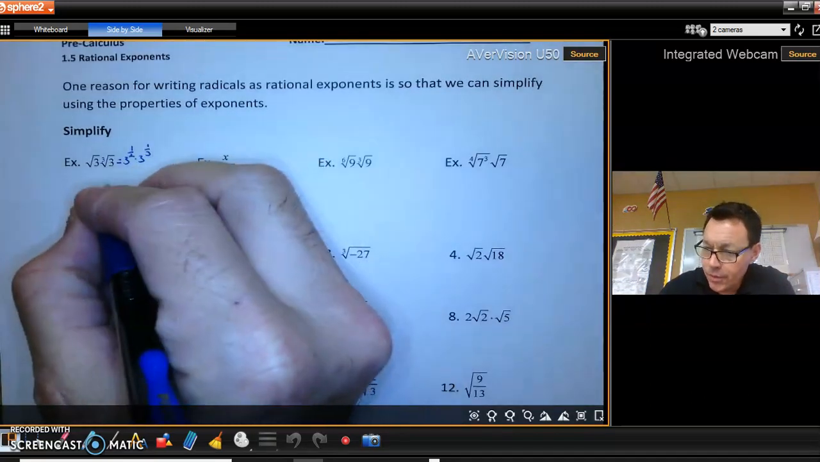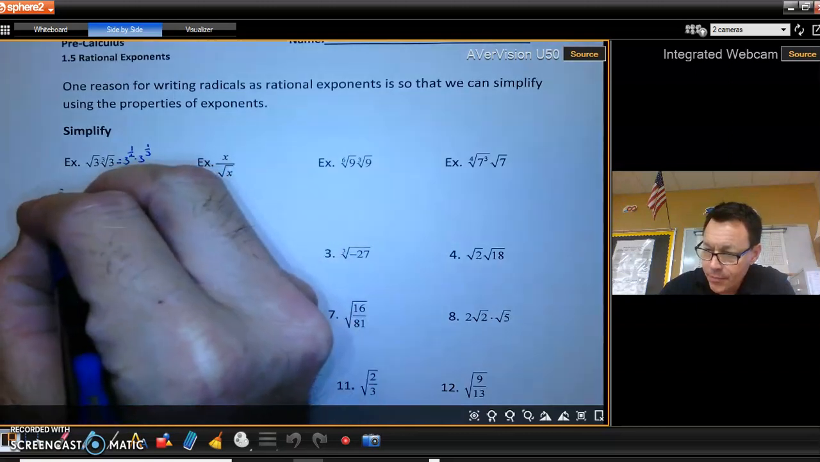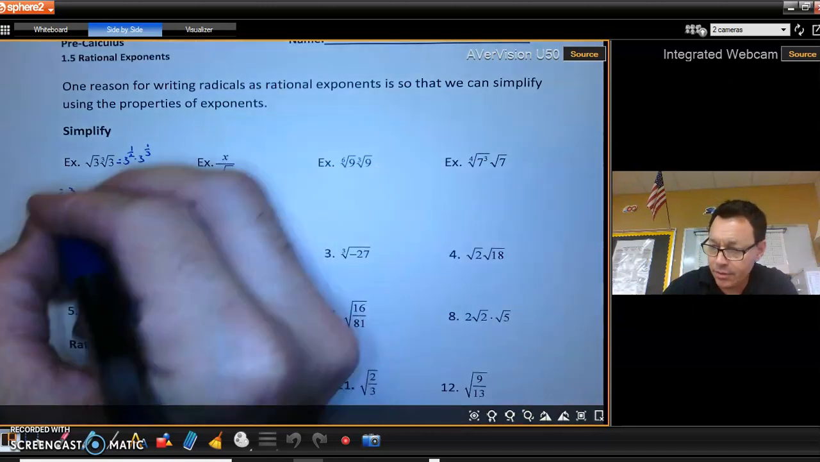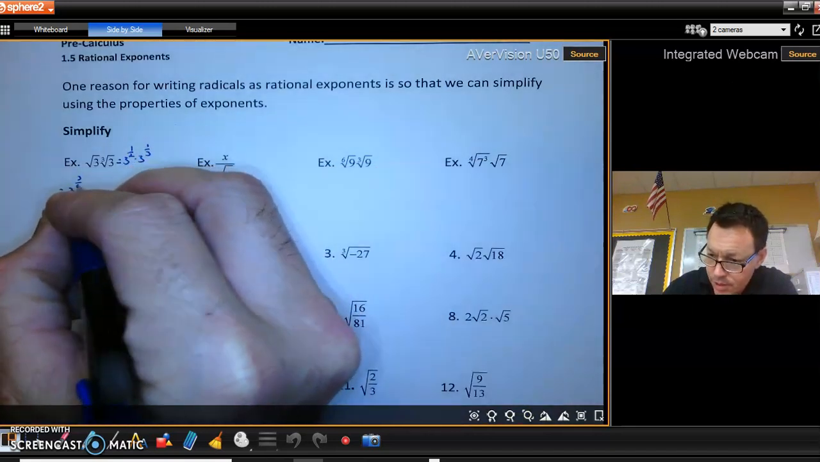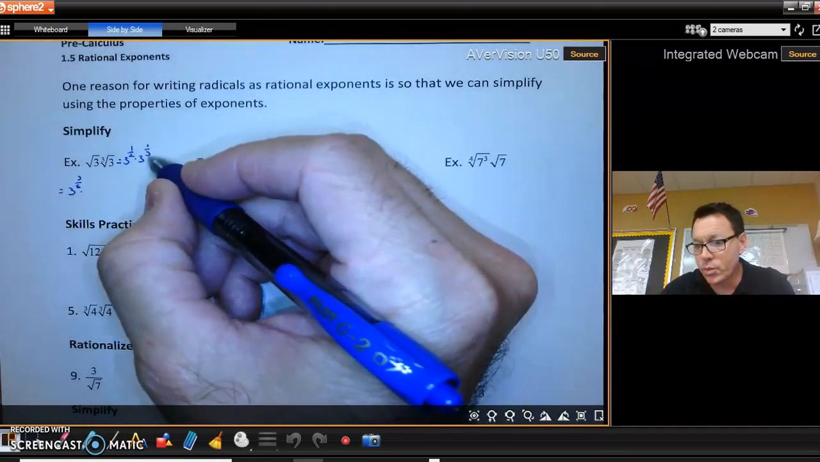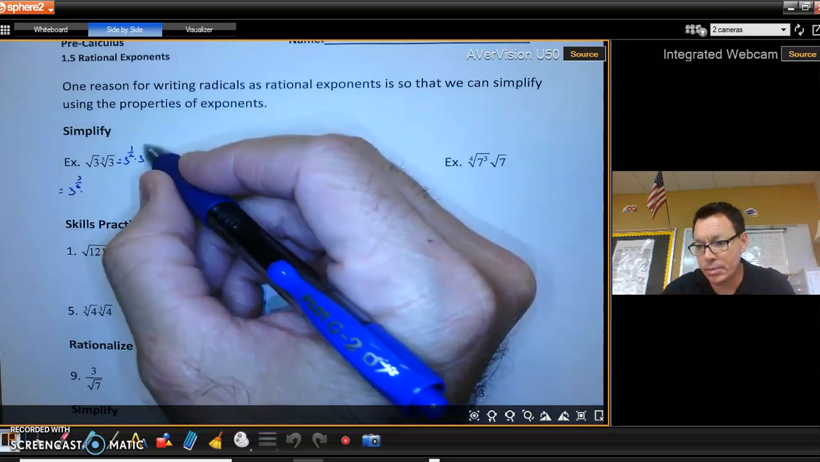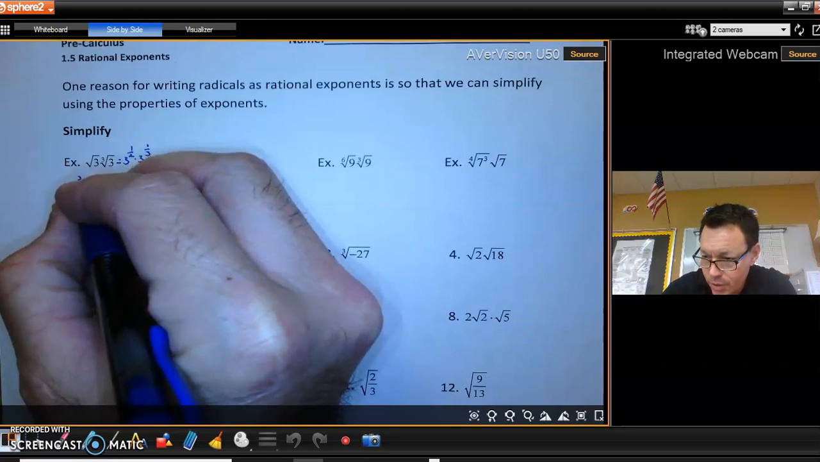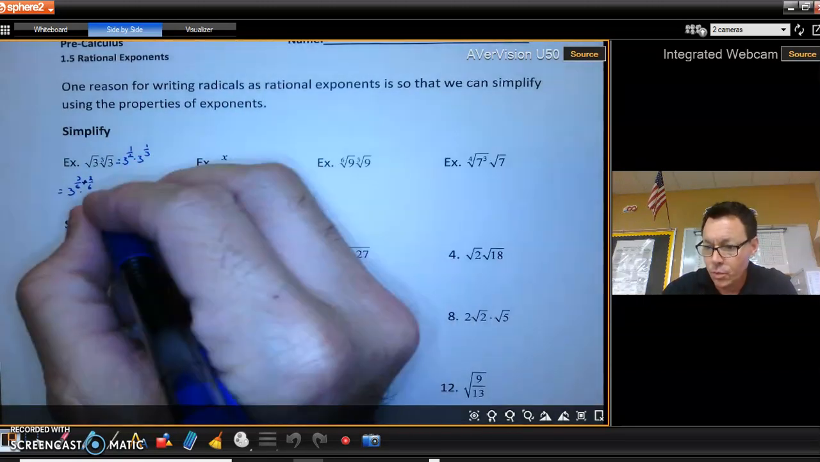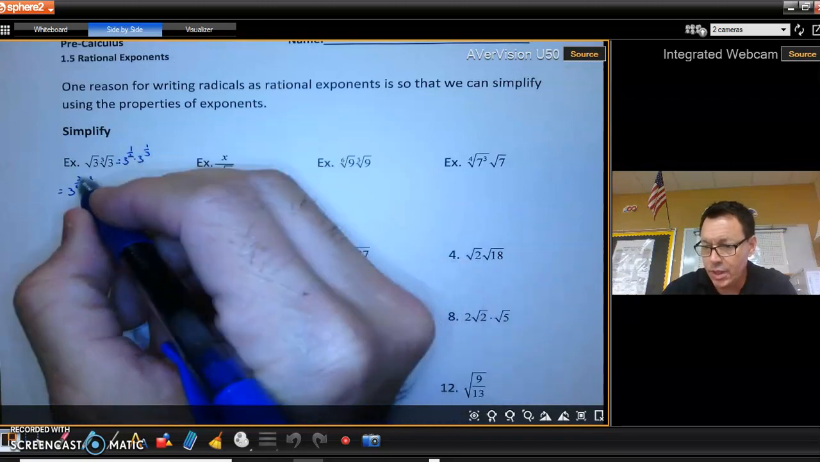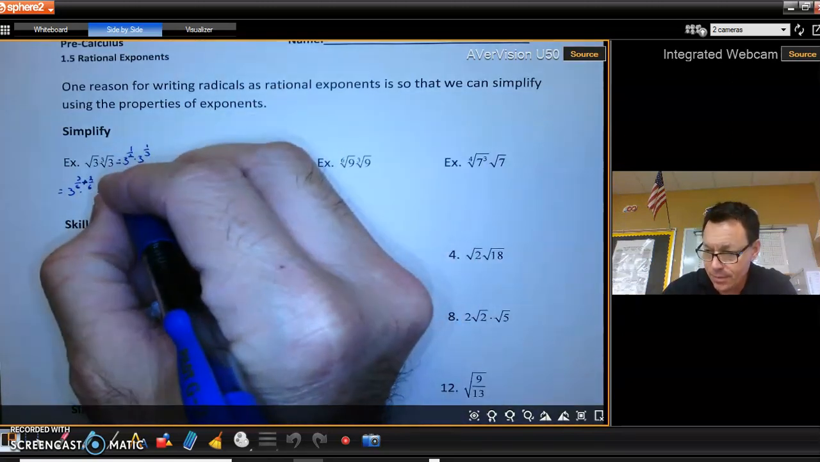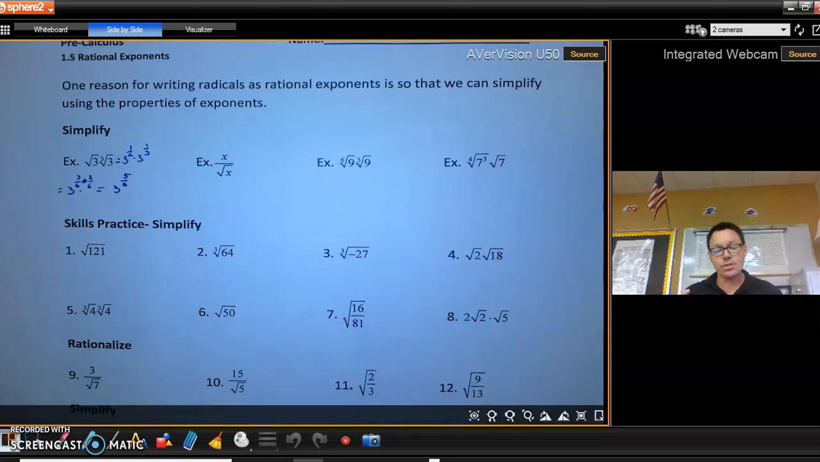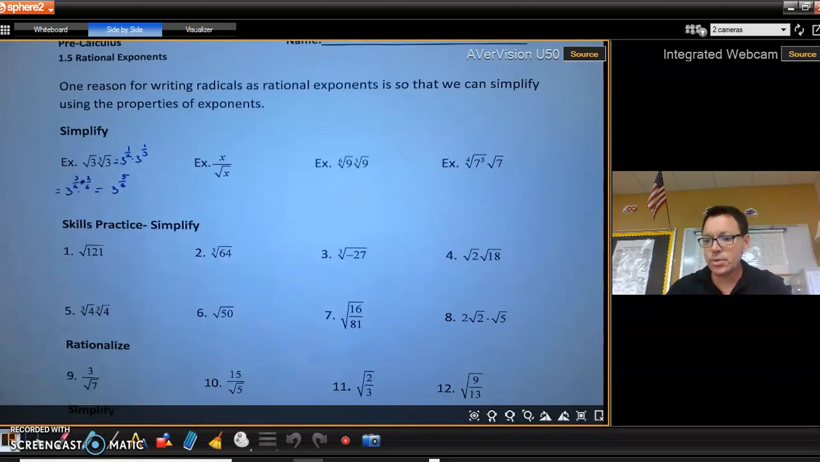So let's rewrite 1/2 and 1/3 so that they have a common denominator of 6. I'm going to come down here. This would be 3 to the 3/6. That'd be 1/2, so 3/6. And then 1/3 would be 2/6. Multiply both these by 2. Plus 2/6, which is going to give me 3 to the 5/6. Okay, so I've simplified these two radicals into one.